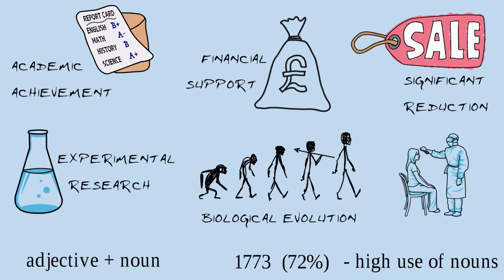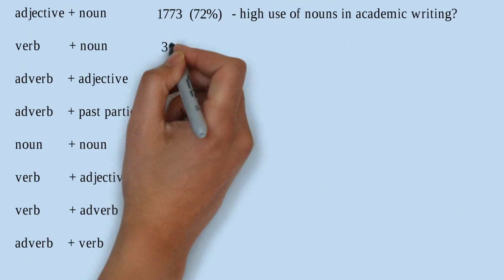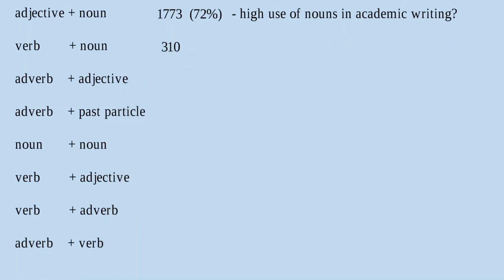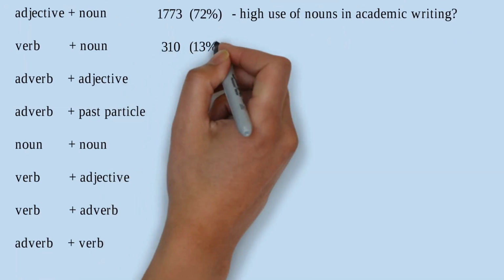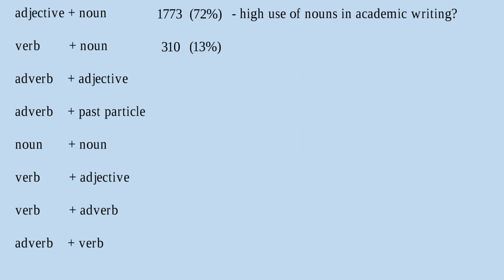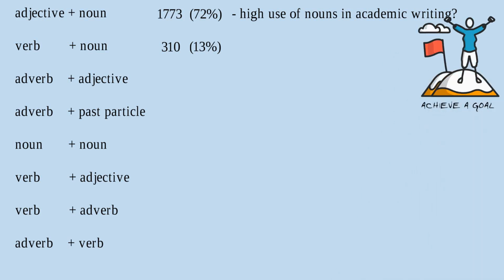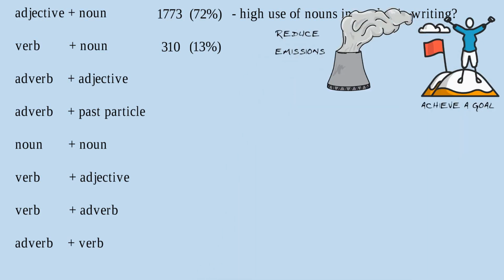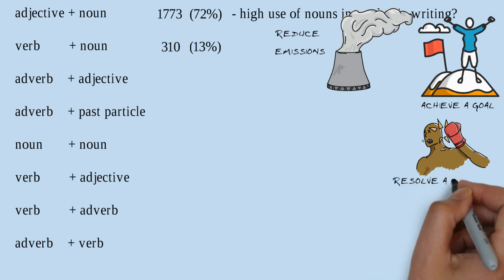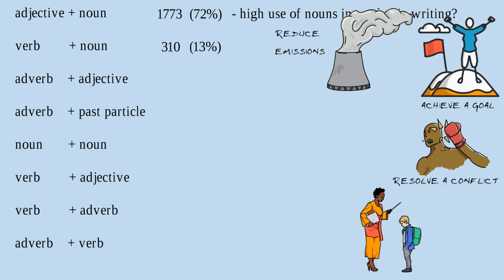Now those are just some examples. The second most common type are verb and noun collocations, and there are 310 of these, or 13% of collocations in the ACL. So together the first two types, adjective and noun, verb and noun, comprise 85% of collocations in the ACL. So examples of these: achieve a goal, reduce emissions, resolve a conflict, accept responsibility.